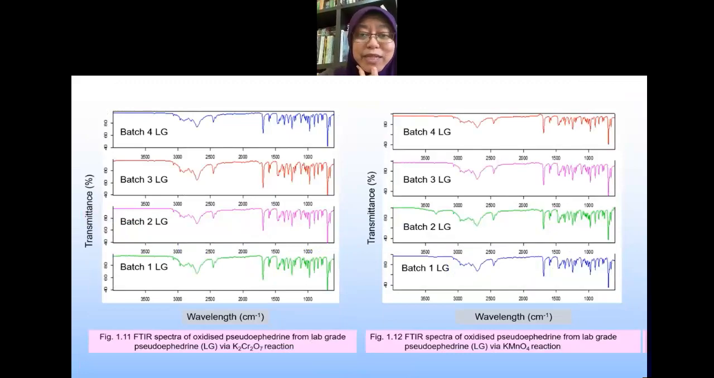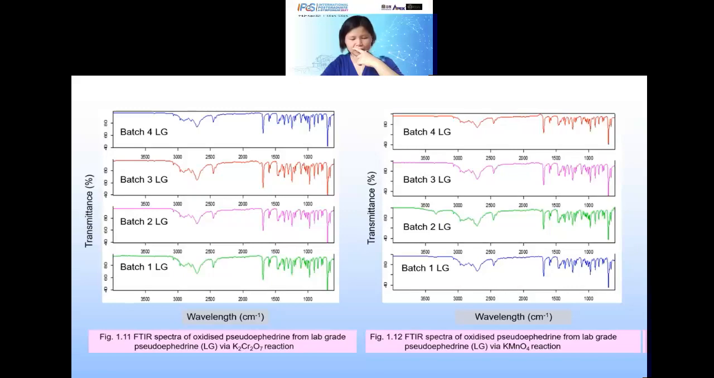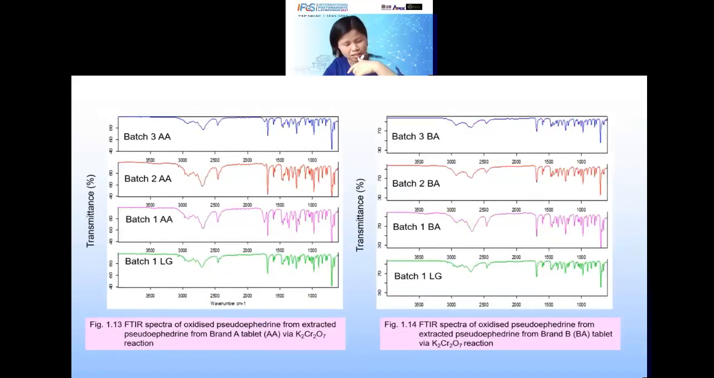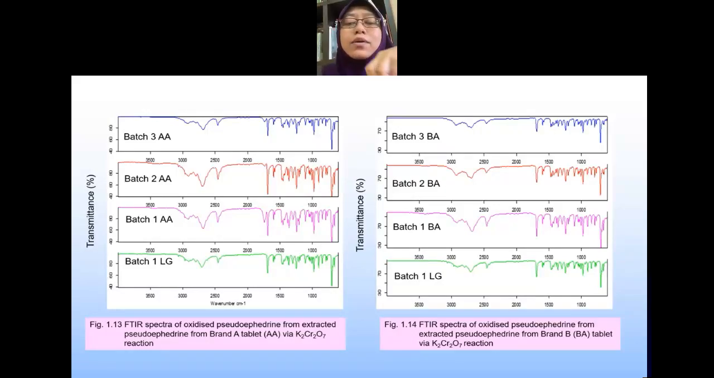Figures 1.11 and 1.12 show the spectral pattern of the repetitive batches of samples from the lab grade precursor for both methods. Note that the spectra of all the samples of each method were very similar to each other, and this shows that each of the methods used has good repeatability and reproducibility. Similar results were also observed for all batches of samples from the potassium dichromate reaction that use extracted precursor from brand A and brand B, in which the resultant spectra were typical spectra for methcathinone, and the spectra are consistent from batch to batch.